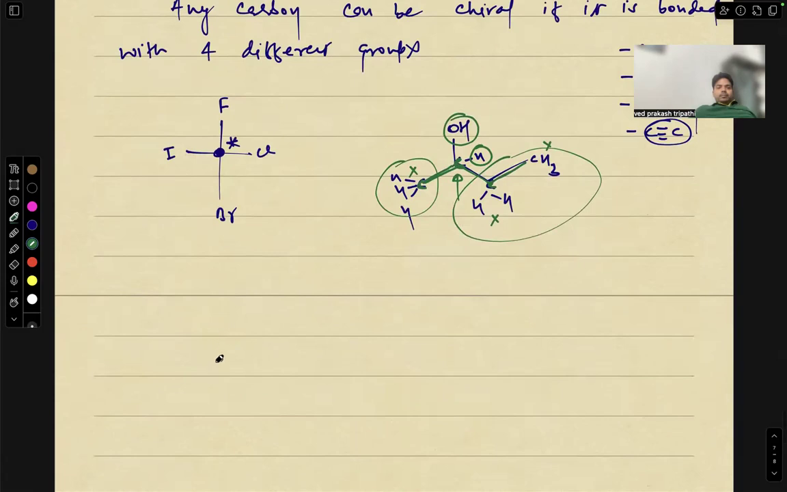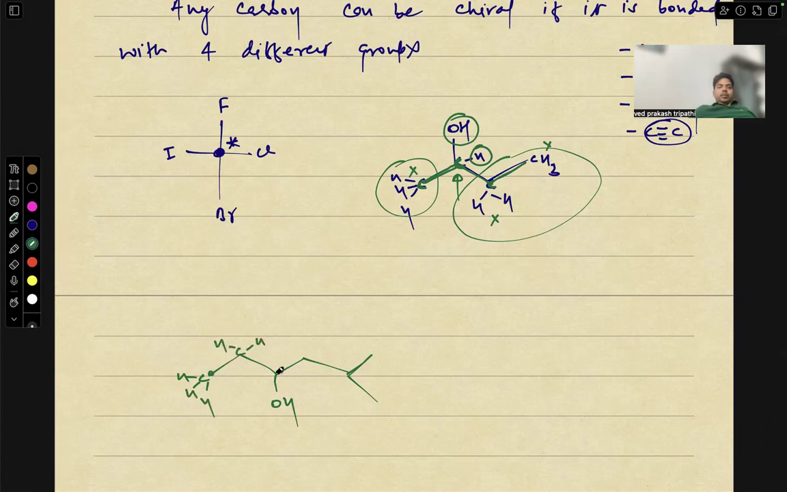For example, now look at this compound. This carbon would not be chiral because this is CH3, this is CH2, this is CH2, this is CH, this is CH3, this is CH3. So this one is not chiral, this one is not chiral, this one is not chiral, this one is not chiral, this one as well, because this carbon has 2 same methyl groups. Now you have only the choice of this one.